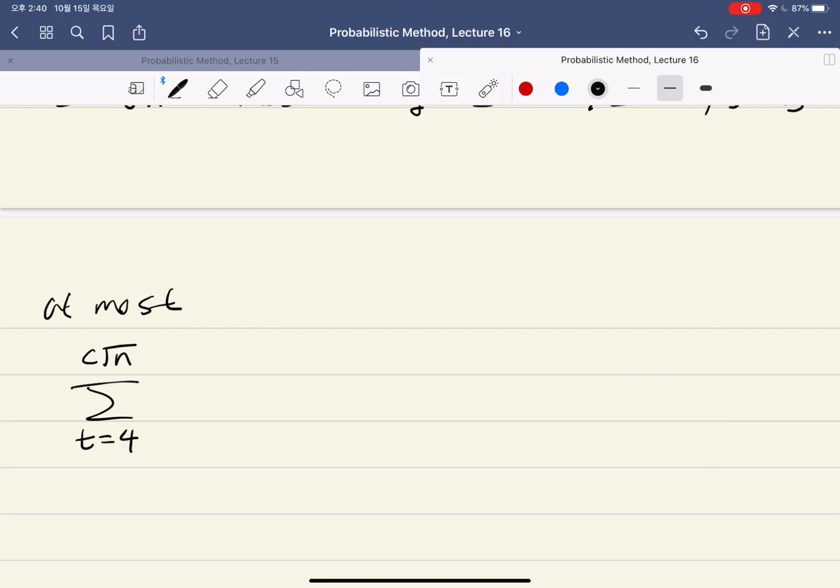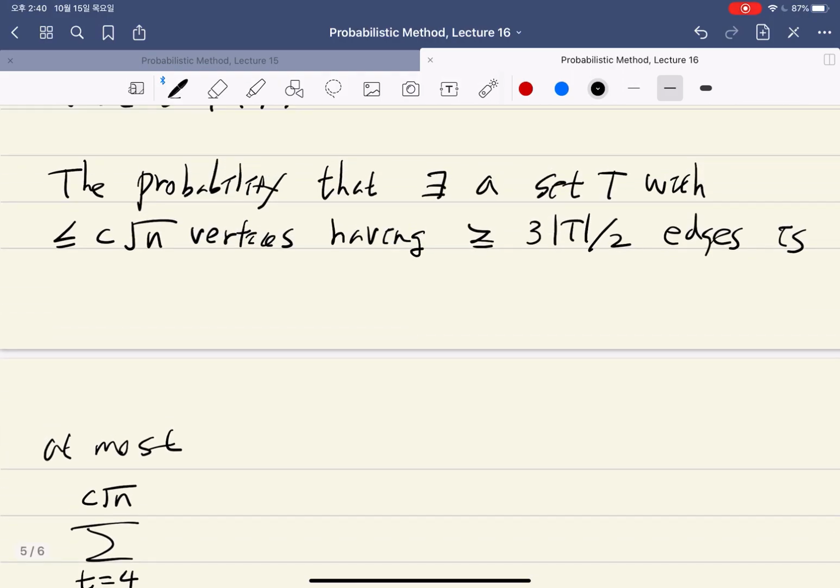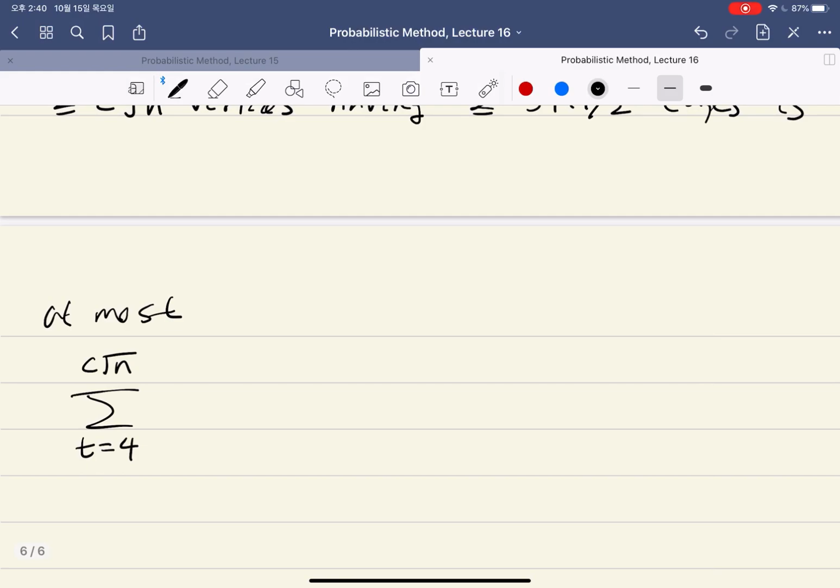If the set T has 3 vertices, then it's always 3-colorable. So we take t between 4 and C times square root of n. The number of possible sets T is n choose t, so you have t vertices. And then you compute the probability that it contains at least 3t over 2 edges.